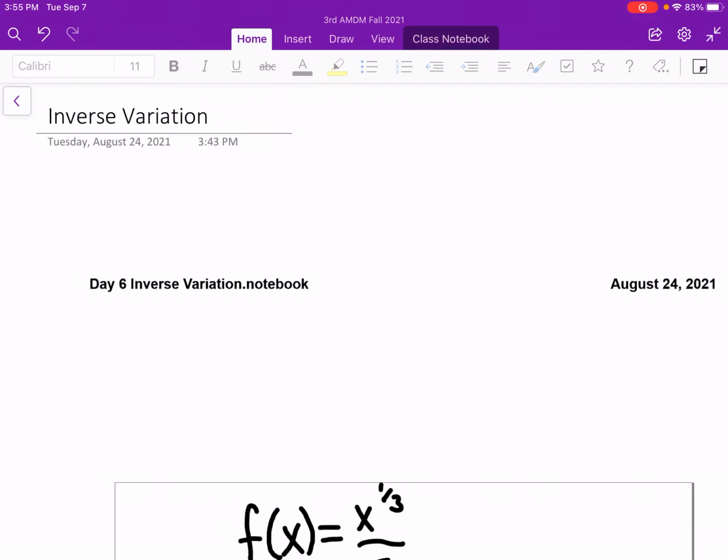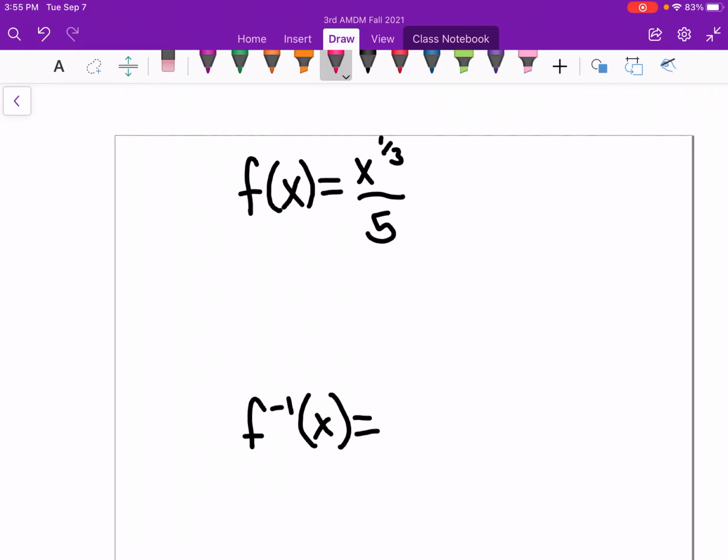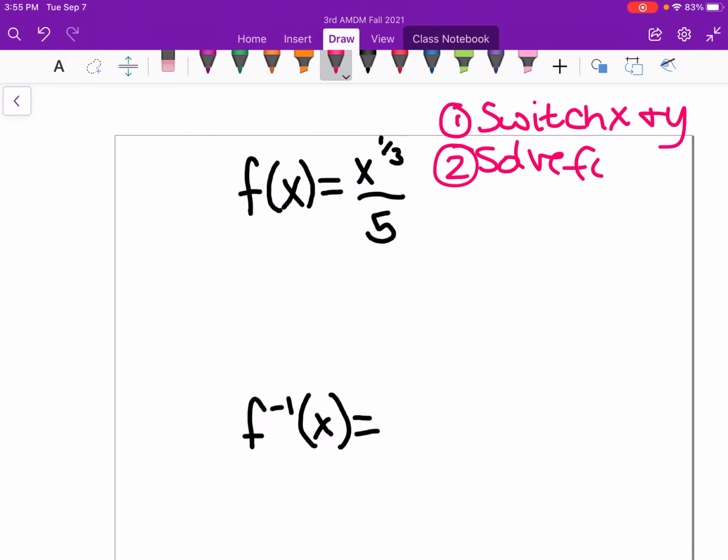Today we're going to talk about inverse variation. So remember that when we're finding the inverse of a function, we first switch x and y, and then we solve for y. So I'm going to start out. This f of x, remember that that's the same thing as y.